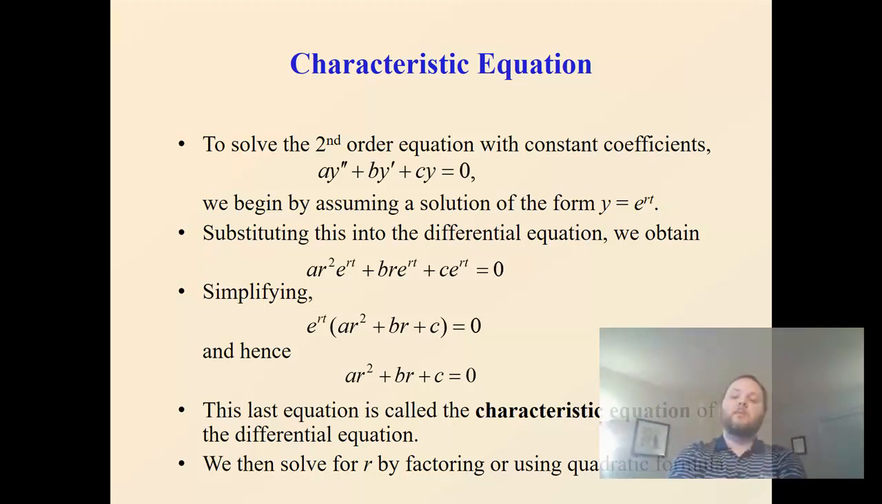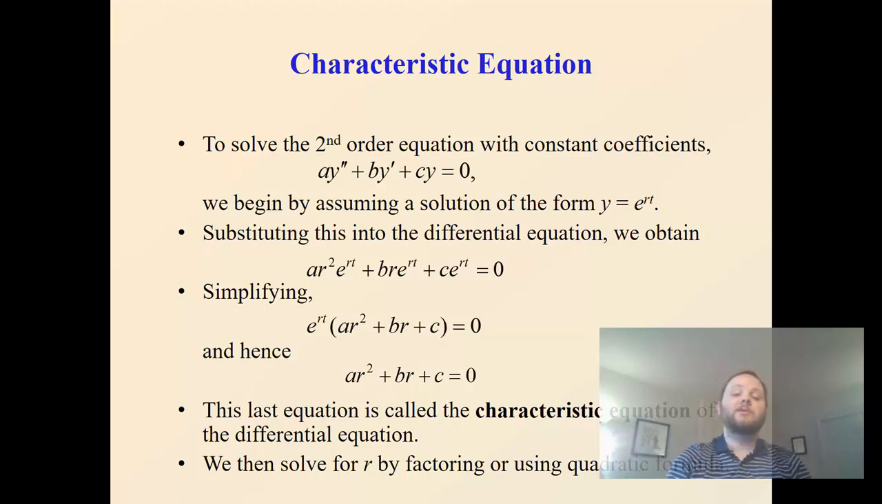So let's say we have an exponential solution, e to the rt. Well, if that's the case, taking the derivative y prime and the second derivative y double prime gives us r e to the rt and r squared e to the rt respectively. Plugging it into the equation, we get this quadratic equation, ar squared plus br plus c, where a, b, and c are the coefficients of my differential equation.